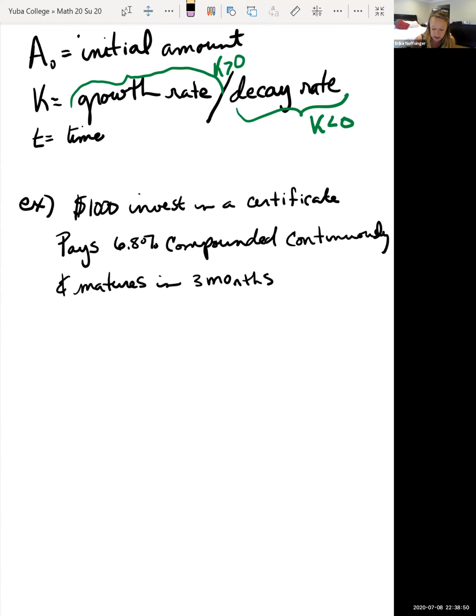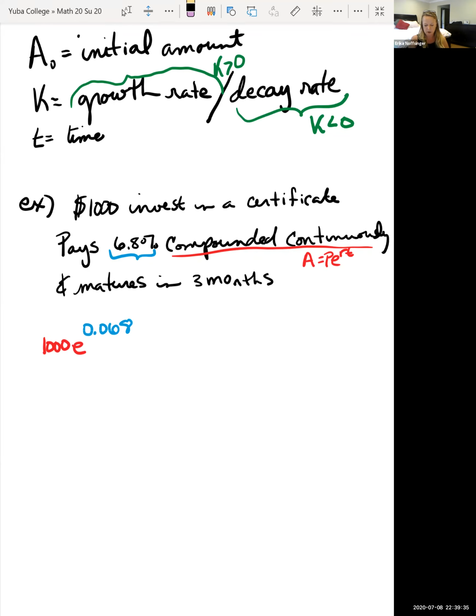Okay, compounded continuously. Right here, this is saying I'm going to use the formula A is equal to P e to the rt. So I know that the amount I'm investing is $1,000. Then I have r, my interest rate, which is 6.8%. Well, I need to convert that into the decimal form of the percent, so move our decimal over twice. So this is e to the 0.068.